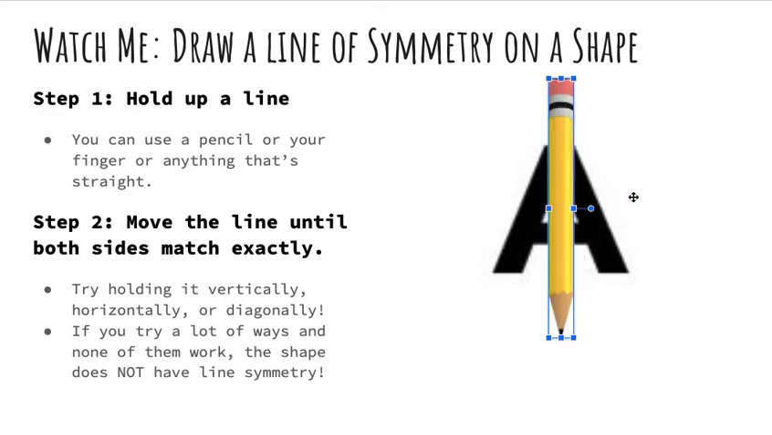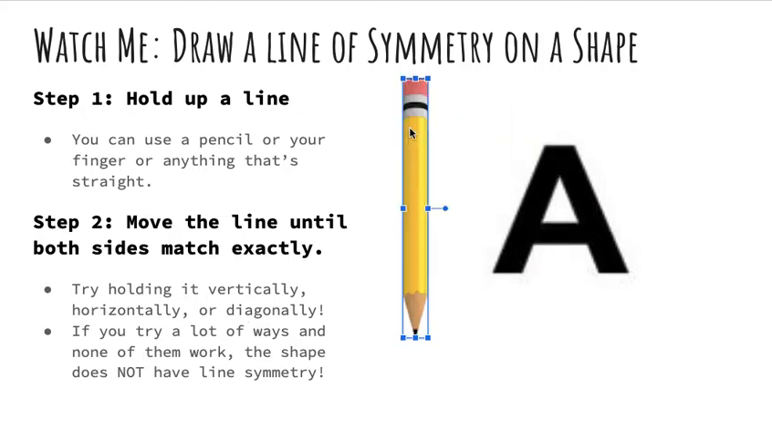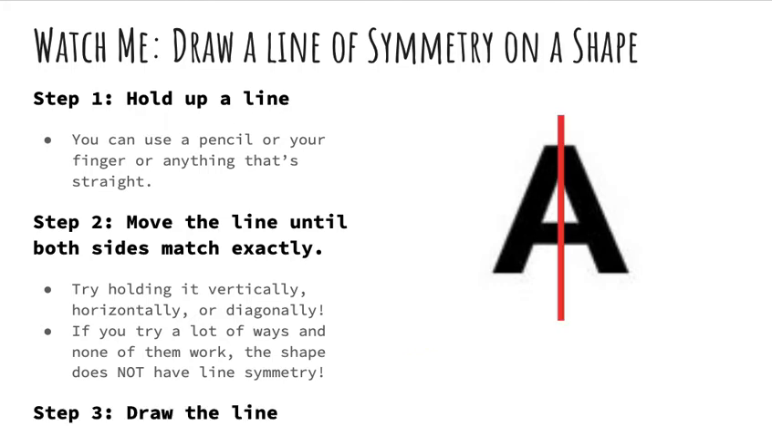All right, it looks like that's pretty good. It looks like both sides are the same shape and the same size, so that means that that's a line of symmetry. My next step would be to take this pencil away and draw an actual line. So I made a line right there down the middle to show the line of symmetry.